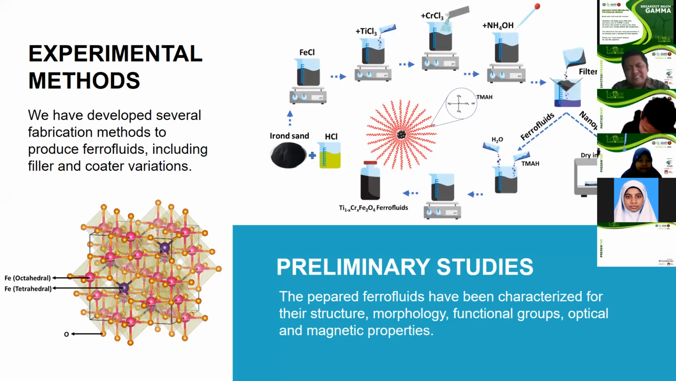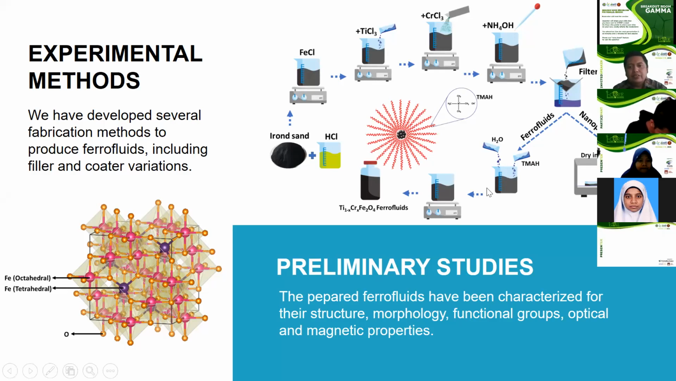But the most important thing here is that without surfactant and liquid carrier, it is impossible to get a good, flexible ferrofluid. So we use not only a single surfactant but also a double surfactant in order to get a highly stable ferrofluid. So in application, it can give higher performance than others.